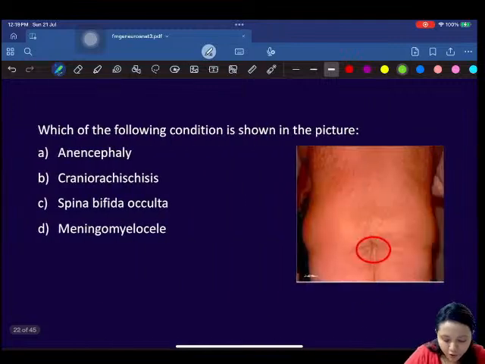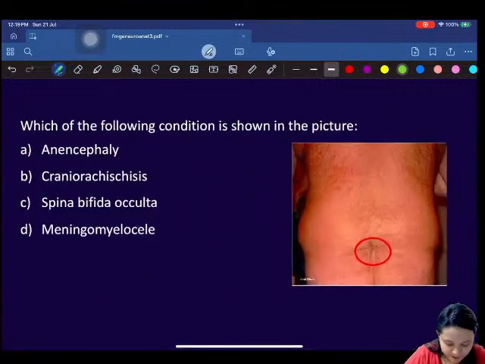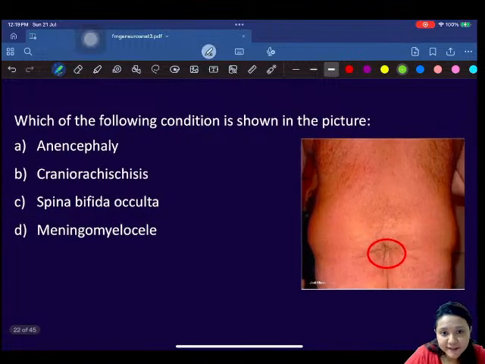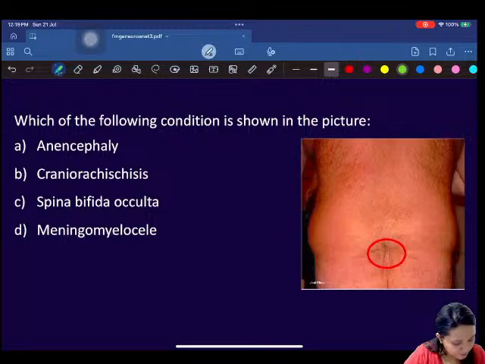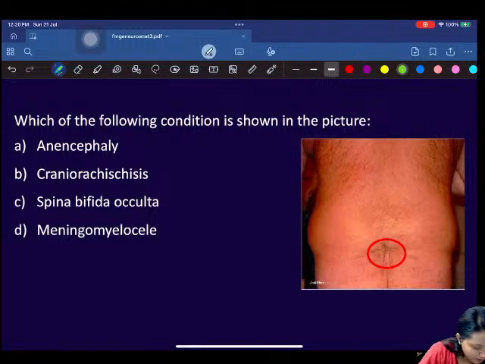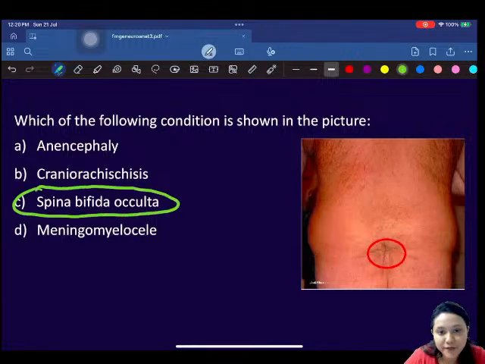Now, which of the following conditions is shown in this image? Anybody who wants to answer this? They have marked, if you can see, there is a tuft of hair. There is some tuft of hair in this region. I want a quick answer from this image. Just now we have studied about the different types of spina bifida. So what is this? Tuft of hair. I told you, you will see a slight depression and a tuft of hair. So that will be your spina bifida occulta. Yes, you are right. Spina bifida occulta. Tuft of hair is spina bifida occulta. Very good.